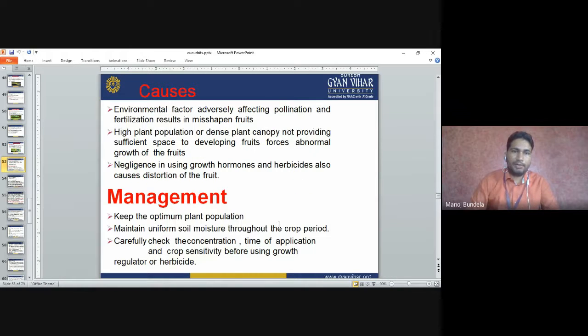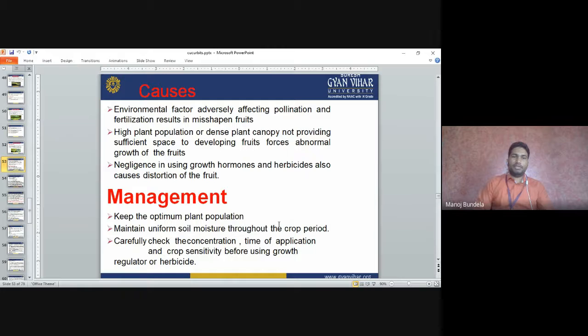Environmental factors adversely affect pollination and fertilization, resulting in misshapen fruits. A high plant population or dense plant canopy not providing sufficient space for development of the fruit forces abnormal growth. Normally the fruits require a particular space for development. If that space is not available, the space is very small, so the fruits will develop abnormally. According to the space, the fruits will develop.